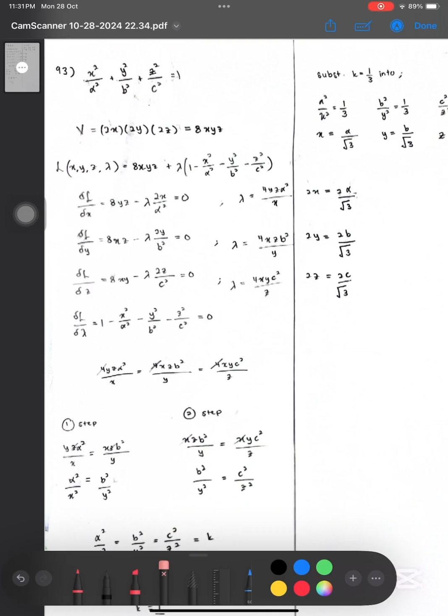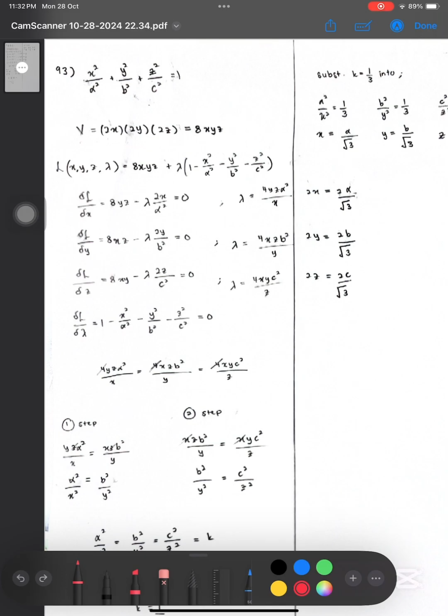For question 93, we need to find the dimensions of the rectangular parallelepiped of maximum volume with edges parallel to the axes which can be inscribed in the ellipsoid. The given equation is x squared over a squared plus y squared over b squared plus z squared over c squared equal to 1. First of all, we need to define the volume of the parallelepiped. So we have V equal to 2x times 2y times 2z, or equal to 8xyz.